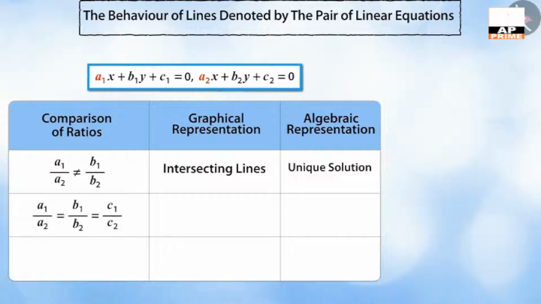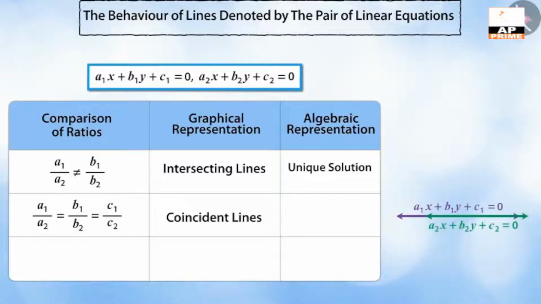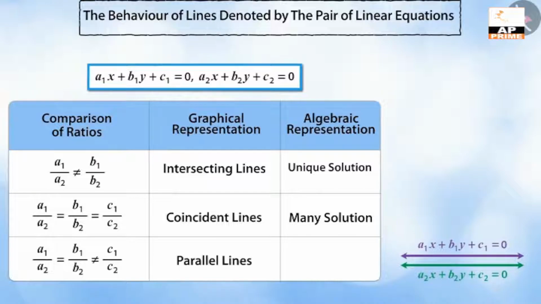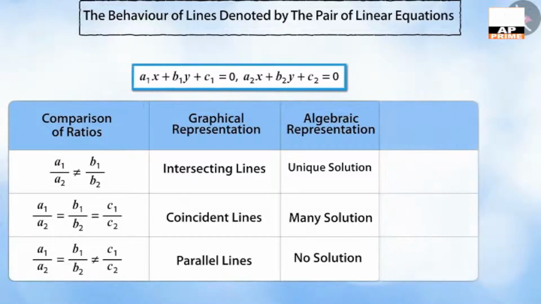If the ratio of the coefficients of x, the ratio of the coefficients of y, and the ratio of the constant terms are equal, then the lines are called coincident. In this case, there are infinite solutions for the pair of linear equations. And if the ratio of the coefficients of x and the ratio of the coefficients of y are not equal to the ratio of the constant terms, then the lines are parallel lines. In this case, there is no solution for the pair of equations.